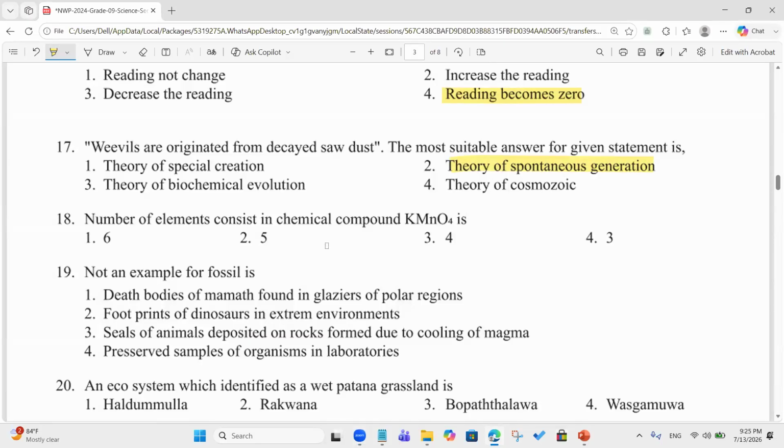Number of elements in a compound, potassium permanganate, KMnO4. How many elements are here? 3. 3 elements. Can you tell me the 3 elements? What are they?